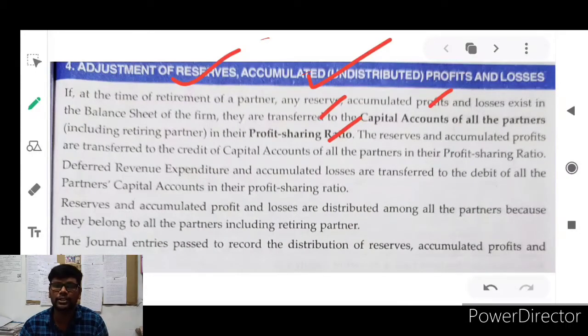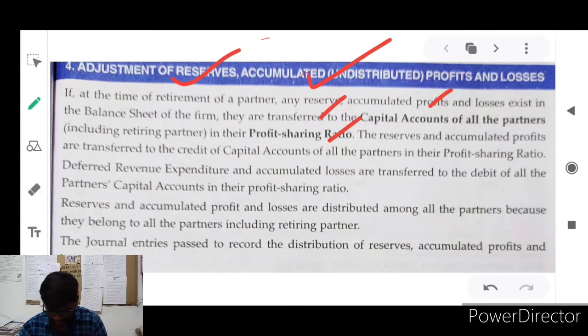So if it is profit, all the partners will enjoy it, including the retiring partner, as per their existing profit and loss sharing ratio. That profit and reserve will be transferred to their capital account credit side, isn't it? At the same time, if there is any undistributed loss in the firm, that loss also will be transferred to all the partners as per their existing profit and loss sharing ratio, and this loss should be shared to the partners' capital account debit side, isn't it?